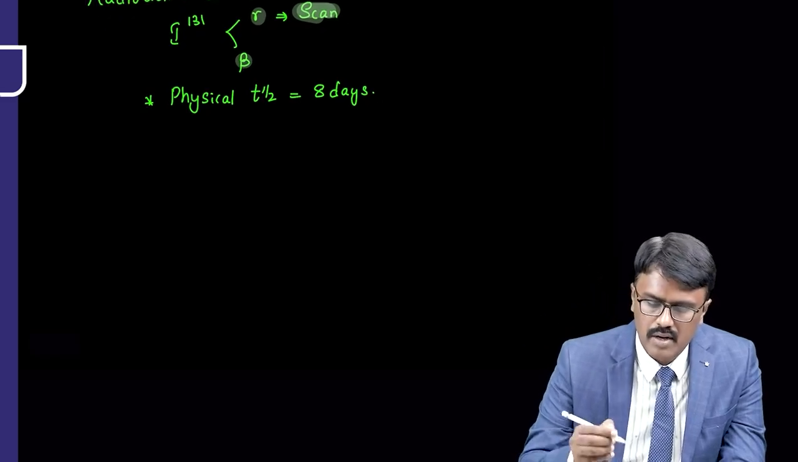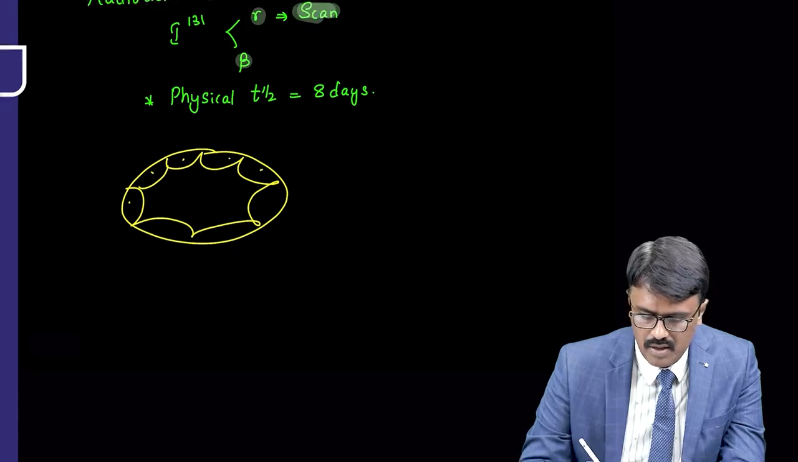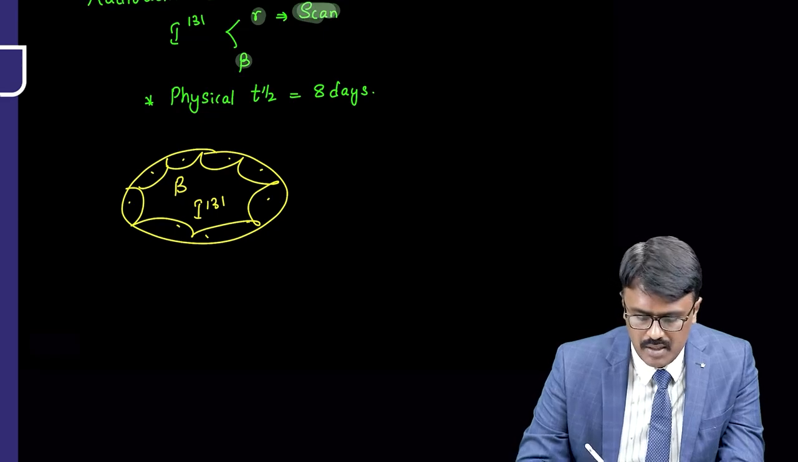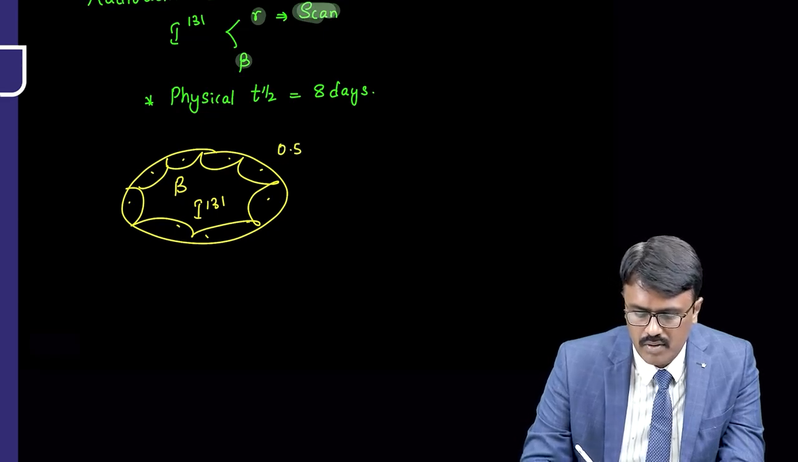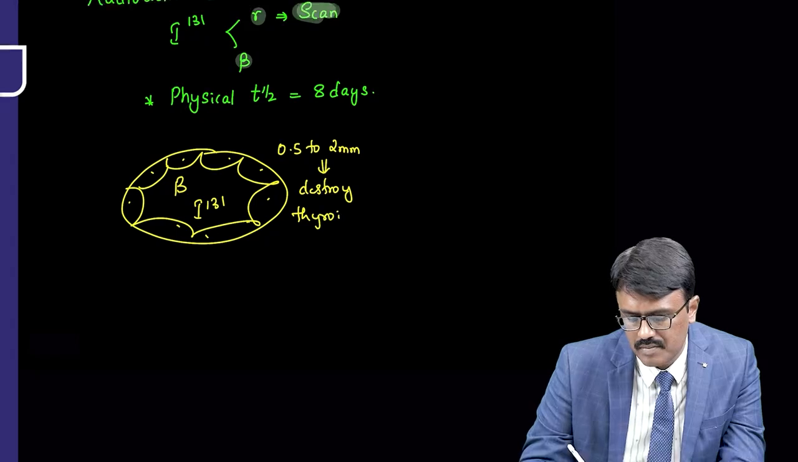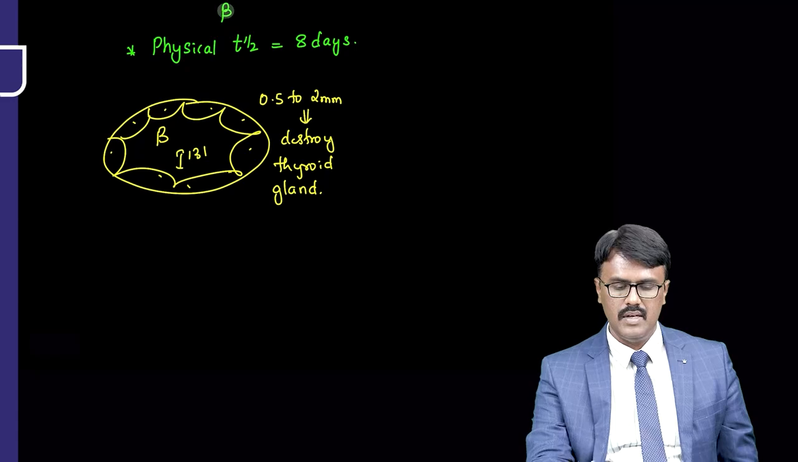Now what happens when we give radioactive iodine? This is the thyroid follicle. When we give radioactive iodine, it enters and emits a beta particle. The beta particle will penetrate around 0.5 to 2 millimeters, and by penetrating that, it will destroy the thyroid gland. So it will not penetrate too much.